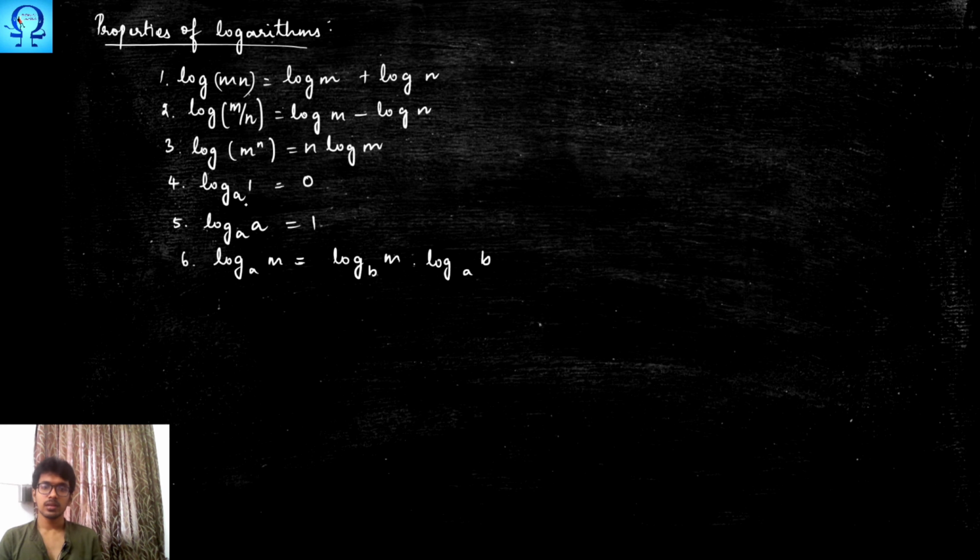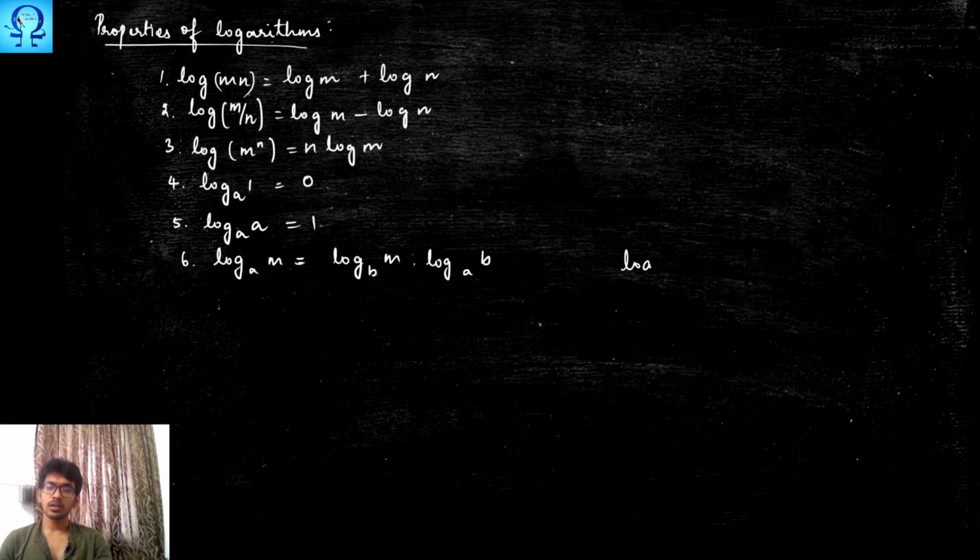And even here, the fourth and fifth properties tell you that for any base, the log value of 1 is going to be 0, and the log of any value to the same base gives you 1. The last property is the change of base. If you are given any base, and you are about to take the log of this value m, and you wish to convert it to some other base b, you can do so using this. For the sixth property alone, let me give you the idea.